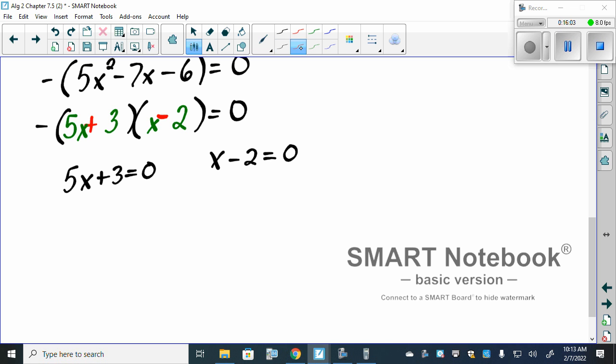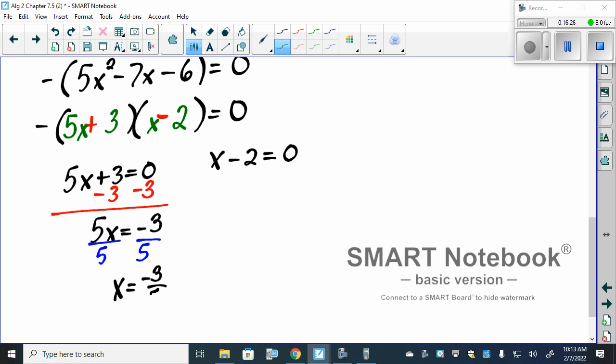Now for our 5x plus 3 is equal to 0, the first thing we can do is subtract 3 from both sides, which will tell us that 5x is equal to negative 3. And last but not least, we would divide by 5, telling us x is equal to negative 3 fifths. Well, for the x minus 2, we would add 2 to both sides, telling us x is equal to 2.